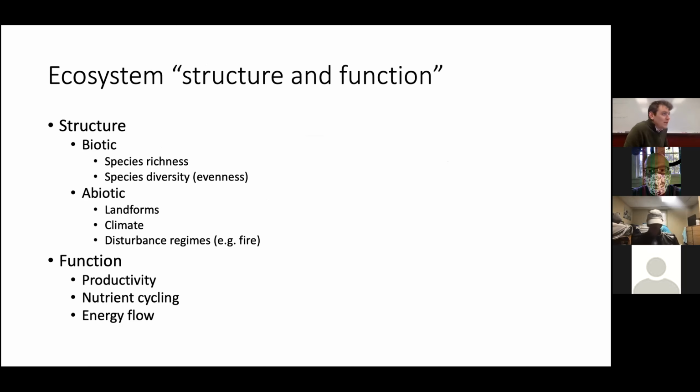So what do I mean by structure and function? Well, ecosystem structure you can divide into two basic categories: the biotic components of an ecosystem and the abiotic components of an ecosystem. We're going to be talking quite a bit about these two: the number of species in an ecosystem or a community, called species richness, and the abundance of individuals in those species, which is a component of diversity.